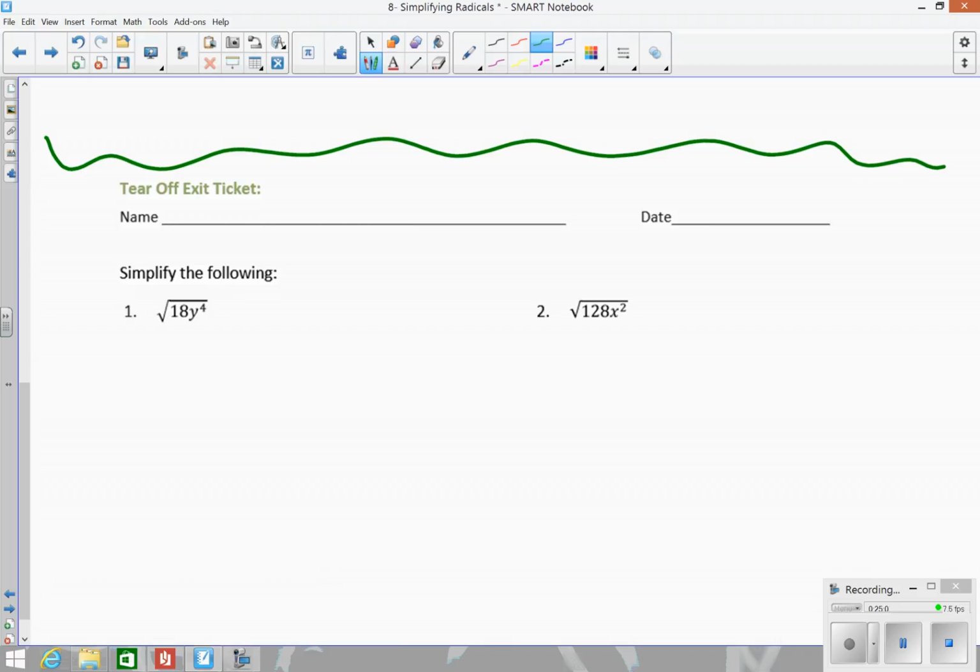And then you have a worksheet for homework. All right, and I will see you guys next class. So have a great weekend and good luck with the classwork and the homework.